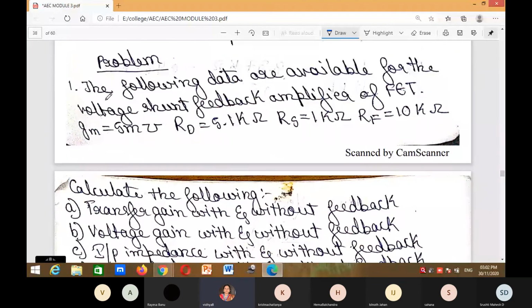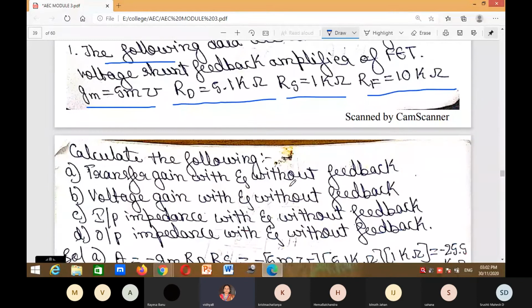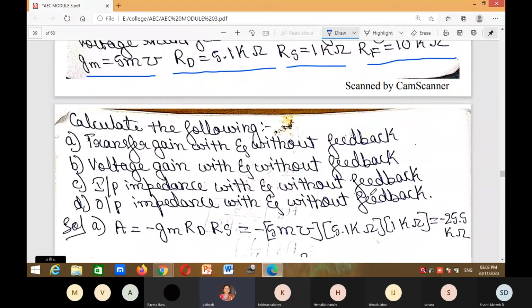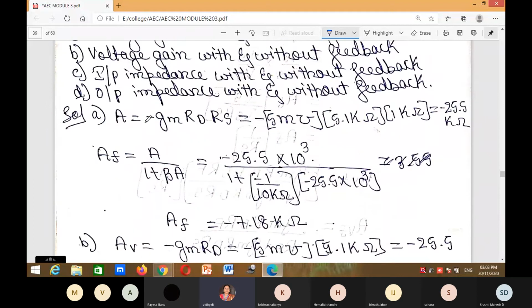First problem: the following data are available for the voltage shunt feedback amplifier of FET. gm is equal to 5 millimho, Rd is equal to 5.1 kilo ohm, Rs is equal to 1 kilo ohm, Rf is equal to 10 kilo ohm. So calculate the transfer gain with and without feedback, voltage gain with and without feedback, input impedance with and without feedback, output impedance with and without feedback.